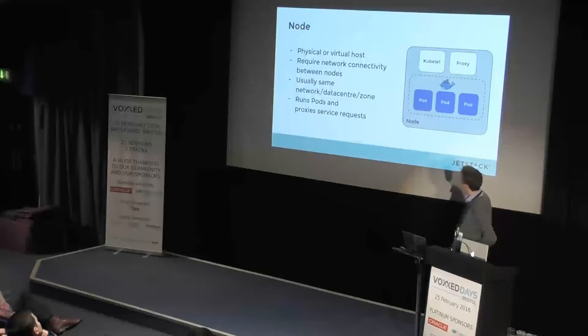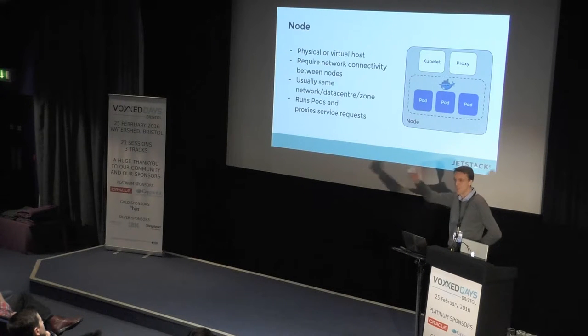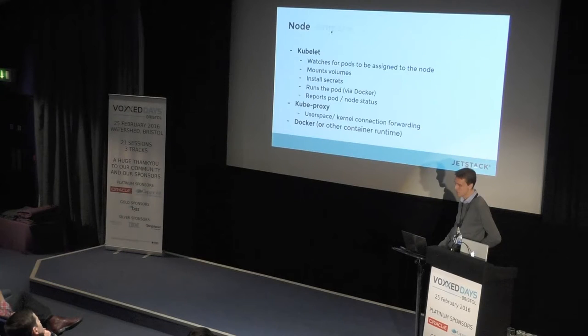What does a node look like? Well, as I said, it's a physical or virtual host. It requires network connectivity, usually the same data center, and runs pods and proxy service requests. So if you look at this diagram here, which is hopefully massively overly simplified, we've got the kubelet. The kubelet talks to the API server, receives its requests to do work, and actually goes ahead and does that work locally on the node. And we've got sets of pods. We'll look at this shortly. And we've also got a proxy, which I'll talk more about.